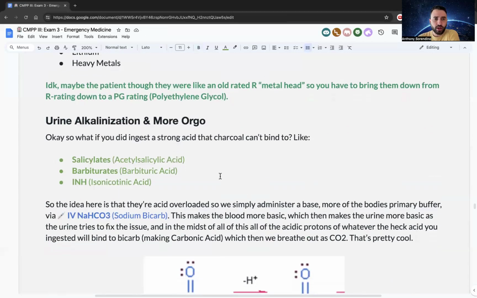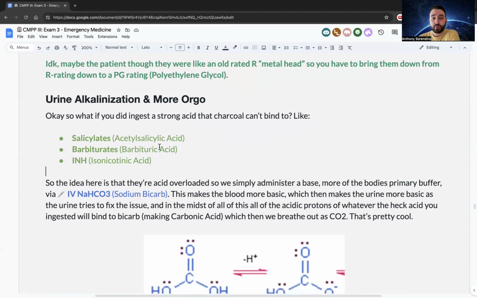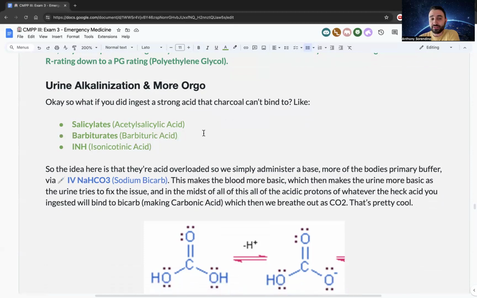And then, all right, so what if you did ingest a strong acid that charcoal can't bind to, like salicylates, barbiturates, or INH? What you do for these, and I think they highlighted the word acid in all of these, this one does make a lot of sense. You just give them a base. They took an acid, you give them a base. You're going to give them the body's primary buffer. You're going to give them sodium bicarb.